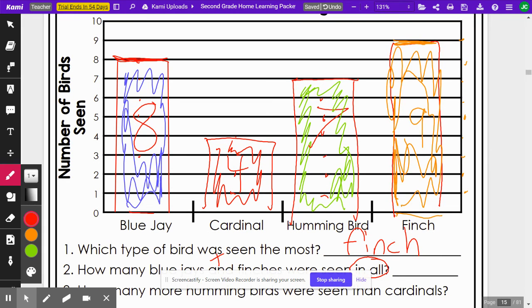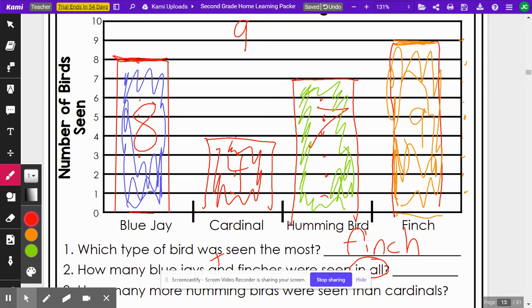If you're not sure of that, what you do is you start with the number 9 in your head and count 8 fingers. So 9, 10, 11, 12, 13, 14, 15, 16, 17. There are 17 blue jays and finches in all. That means if you add the blue jays and the finches together, you have 17.